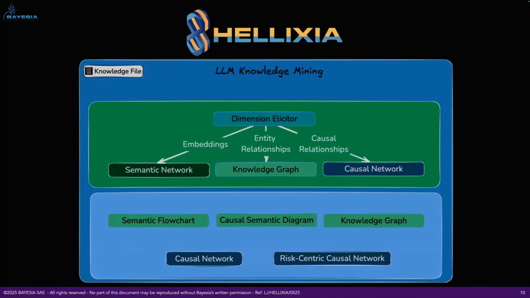When we have a knowledge file, it can be an article or a set of articles, it can be a book, it can be anything, we just associate it with the Hellixia context, and then Hellixia will take this information into account in order to create the graphs, right? So this is the first set of functions.